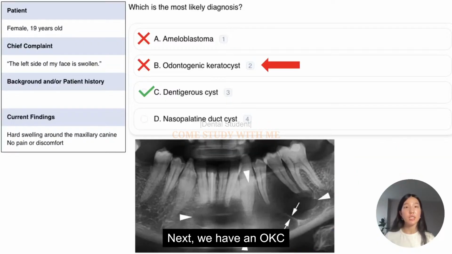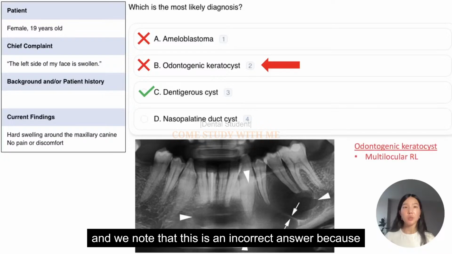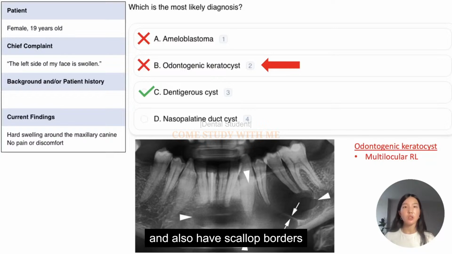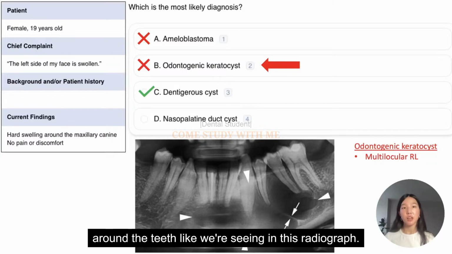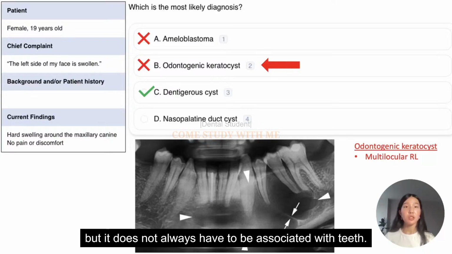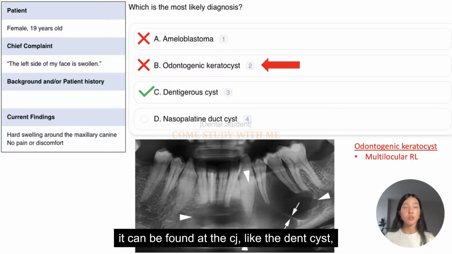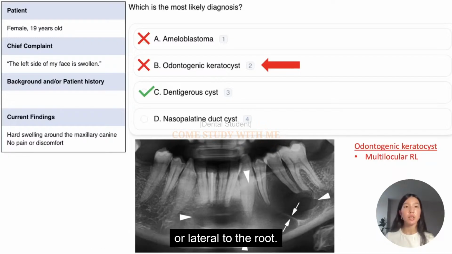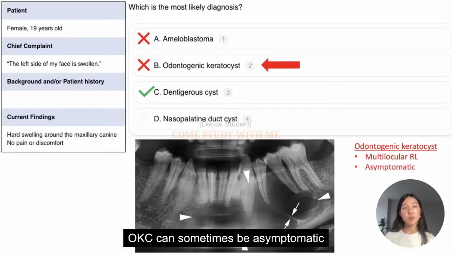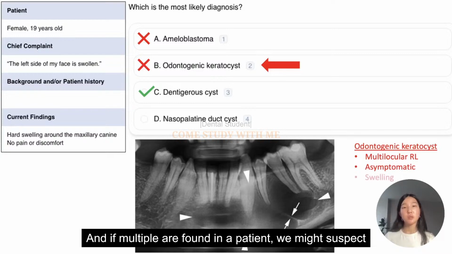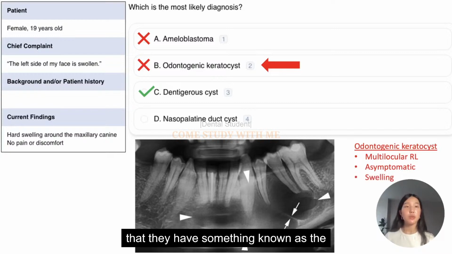Next, we have an OKC, and we note that this is an incorrect answer because although it will present as a radiolucency, this radiolucency will be multilocular and also have scalloped borders around the teeth like we're seeing in this radiograph. An OKC can also sometimes be associated with unerupted teeth, just like with a dentigerous cyst, but it does not always have to be associated with teeth. And if it is found around a tooth, it can be found at the CEJ like the dentigerous cyst, but it can also be found in other locations like the apex or lateral to the root. OKC can sometimes be asymptomatic, or once again, it can also present with swelling of the cortical plates.